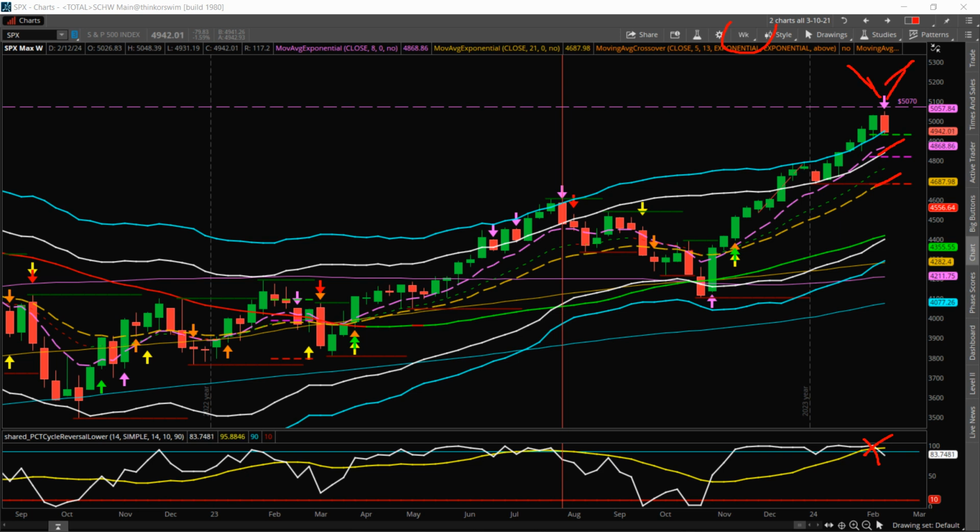You can see the last time we had something like this was back here at the end of July, and it had a major mean reversion. It went from a little over 4,600 all the way down to that 20-period moving average, which is coming in at about 44.50.